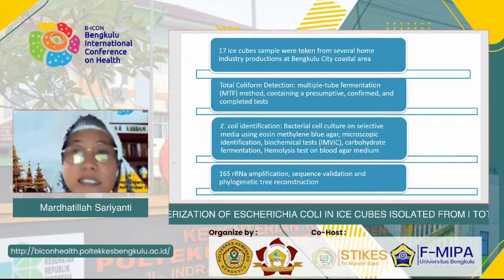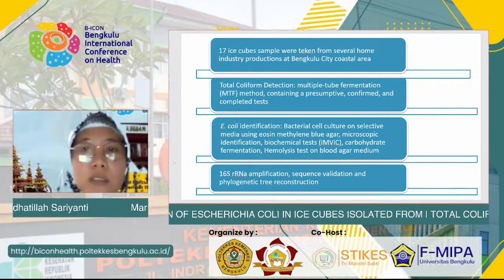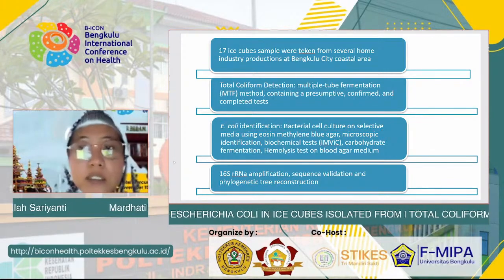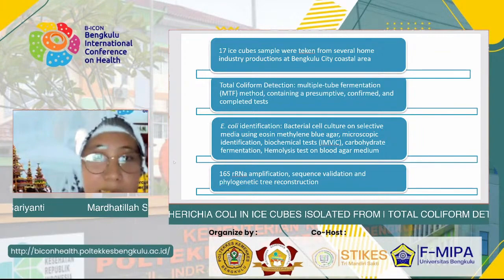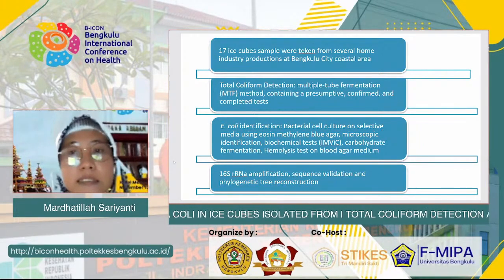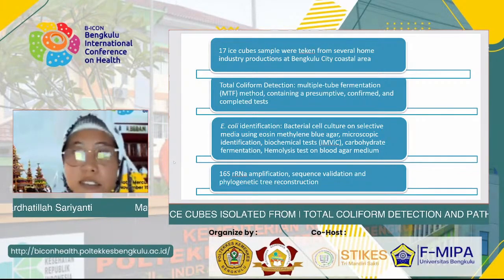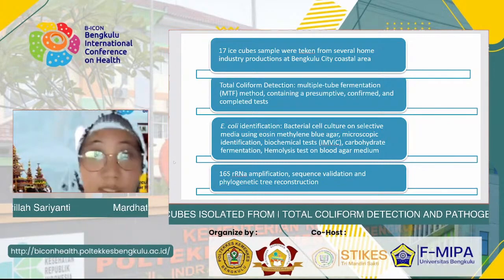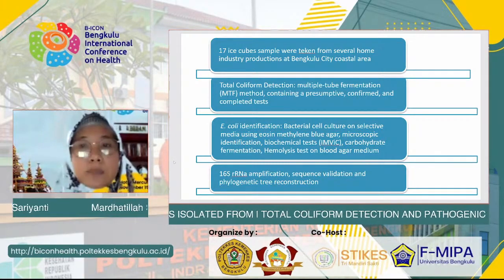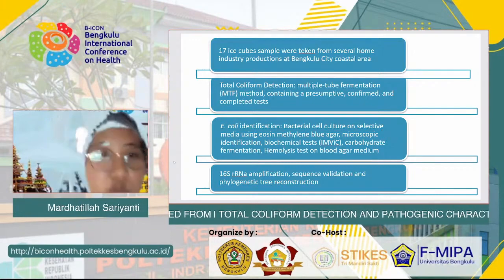Then the sequences were validated against the genomic data of the National Center for Biotechnology Information, or NCBI, using BLAST. And then we conducted neighbor joining to reconstruct the phylogenetic tree, evaluated by bootstrap with 1,000 replications.